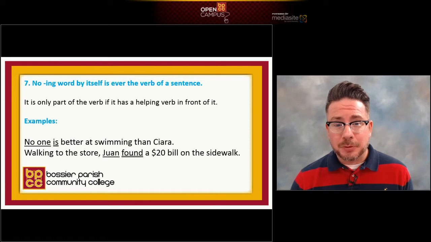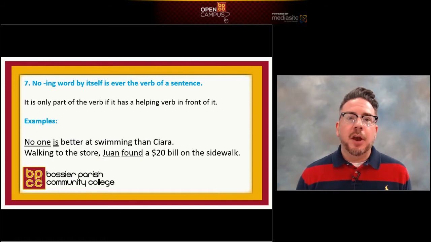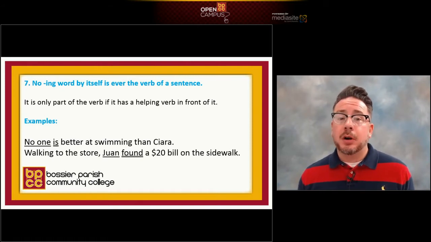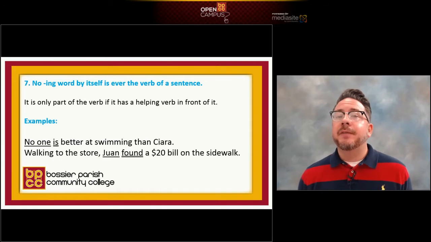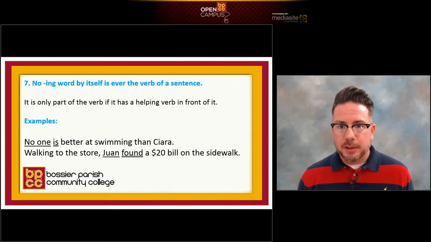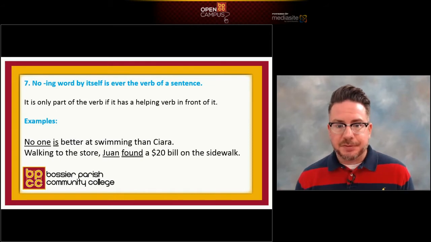All right, one last rule. Rule number 7, no ing form of a verb by itself is ever the verb of a sentence. It's only the verb of the sentence if it has a helping verb in front of it. If not, it's not ever considered part of the verb. Here's a couple of examples for you.